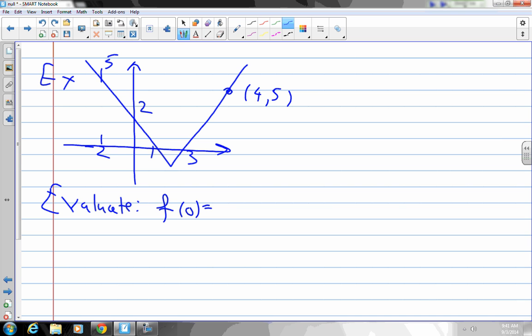So I'm asking you to find the value of the function when x equals 0. We can do this by looking at this graph. Because what is the y value when the x value is 0? 2, right? We're looking at this point. So f of 0 equals 2.